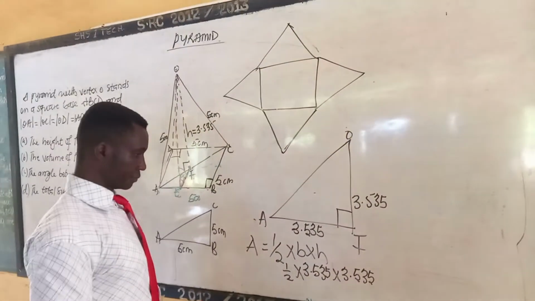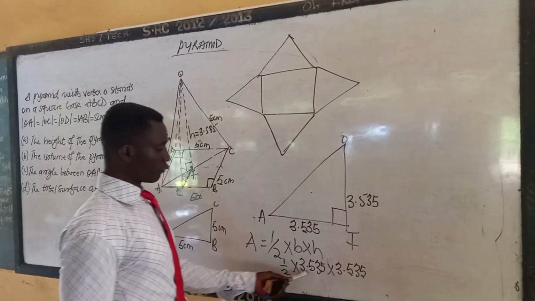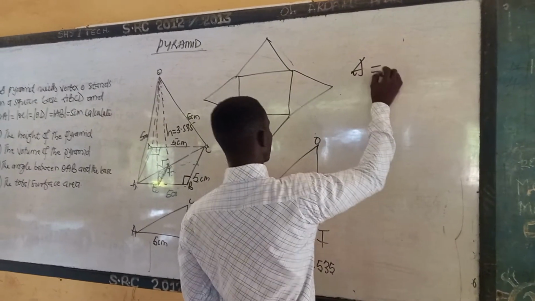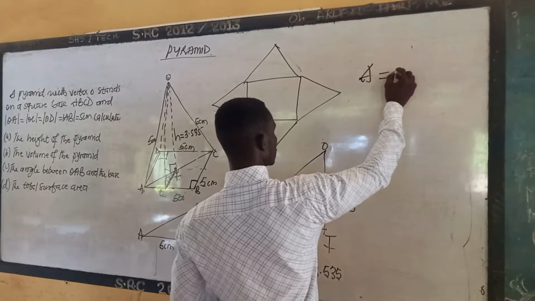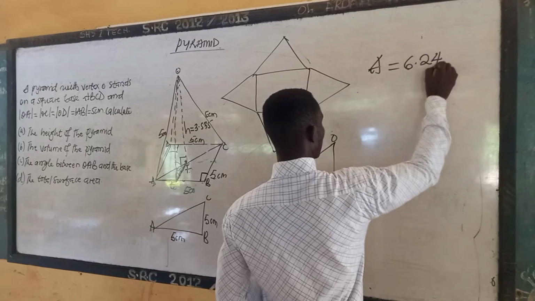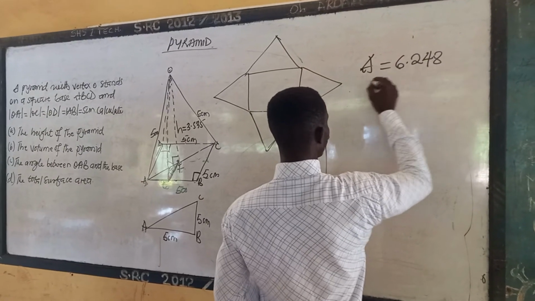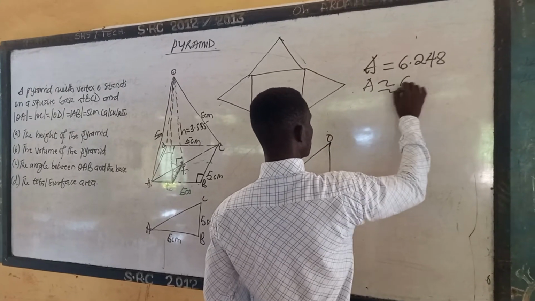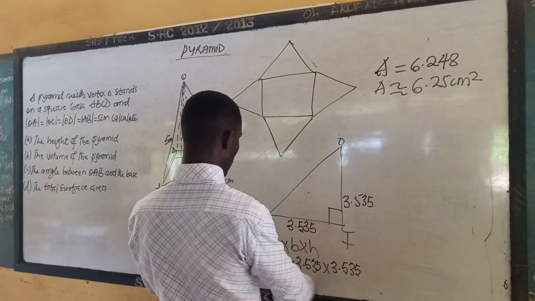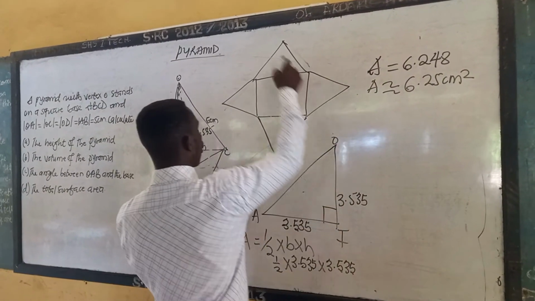What do you get? 12.496. Then you divide the answer by 2 to get the area. The area is 6.2428, so the area is approximately equal to 6.25 centimeters squared. That's the area of the triangle. So we have 4 of these triangles.